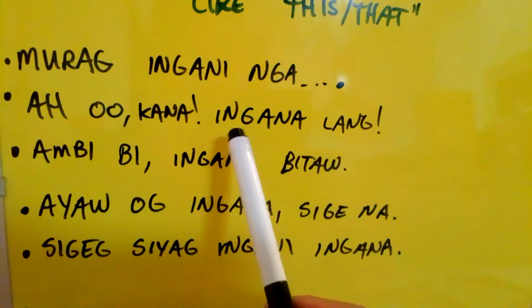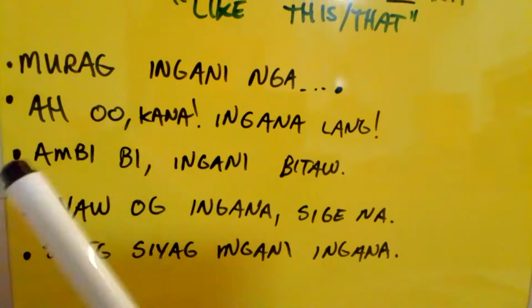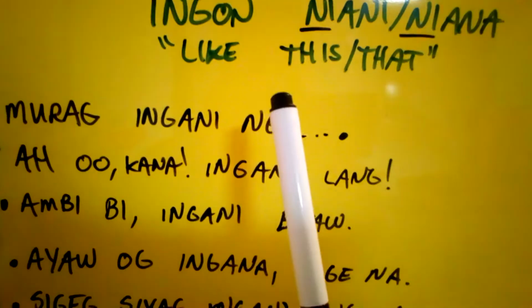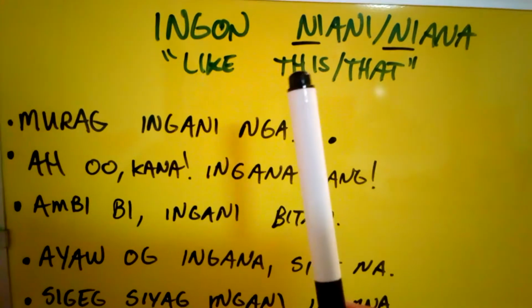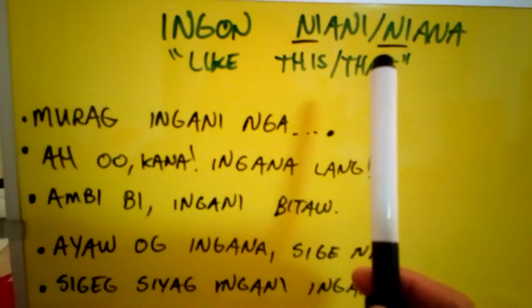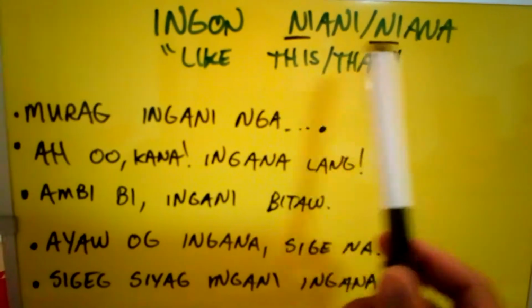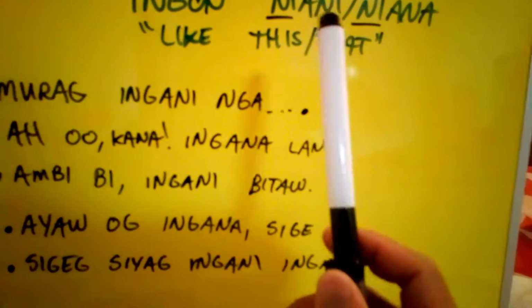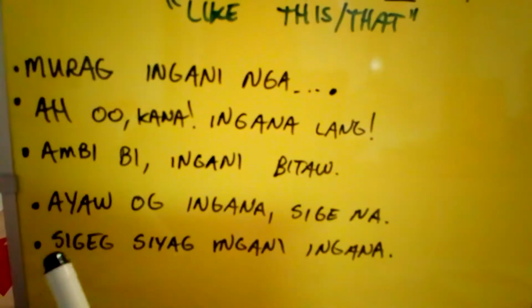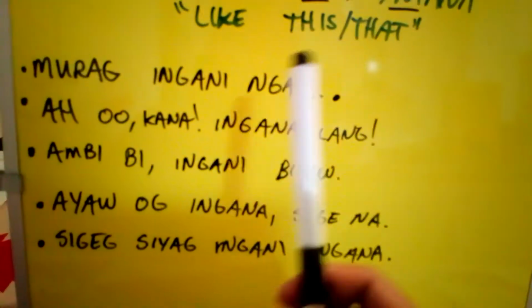And ingana lang is written in the ergative. Again, this is a fixed expression, okay? That's why it's always going to be written in the ergative case. Ingon ni ani, ingon ni ana. You'll never see this written as ingon kani, ingon kana. No, it's always written in the ergative. So why is it written in the ergative?